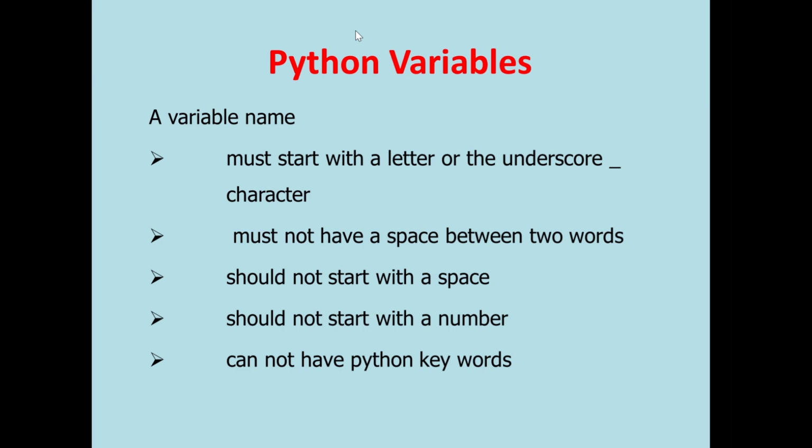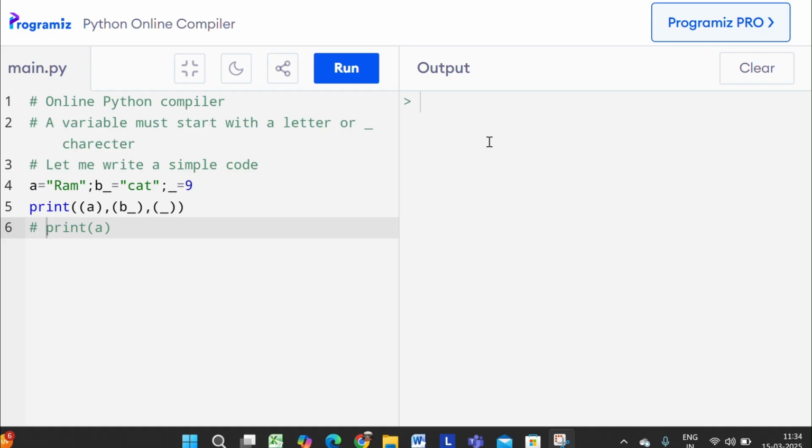There are certain rules for Python variables. A variable name must start with a letter or underscore character, must not have a space between two words, should not start with a space, should not start with a number, and cannot be a Python keyword. A variable must start with a letter or underscore character.